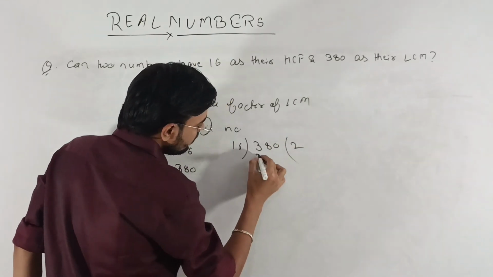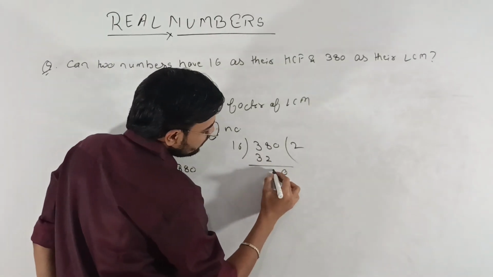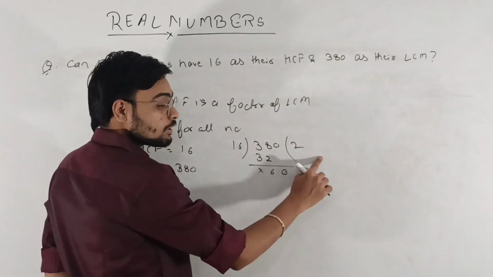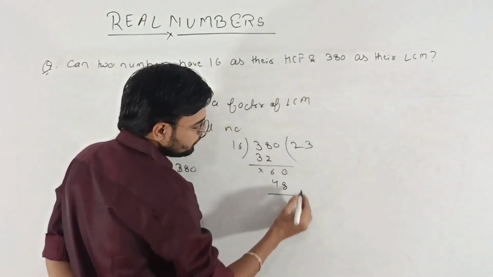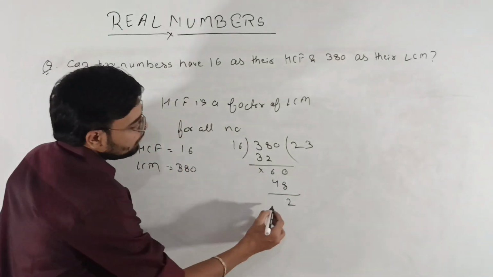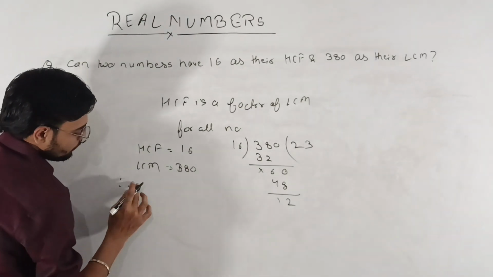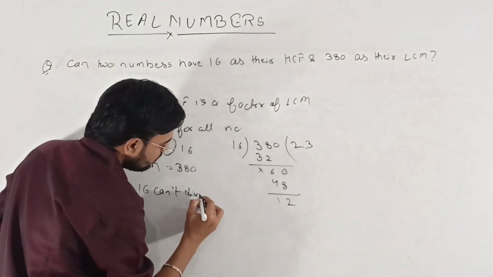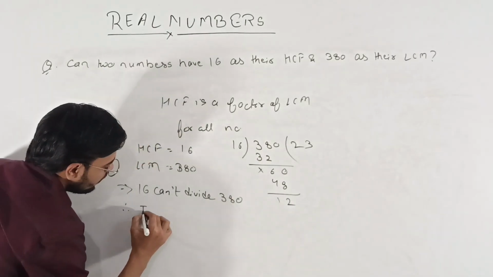Now 16 times 2 is 32, 0. Now this is 6. Now 16 times 2 is 32, 16 times 3 is 48, 16 times 4 is 64. Now 16 times 3 is 48. Then this will become 2 and this 512. Okay, now 16 can't divide with 3. Therefore, now 16 cannot divide 380. Therefore, this cannot happen.